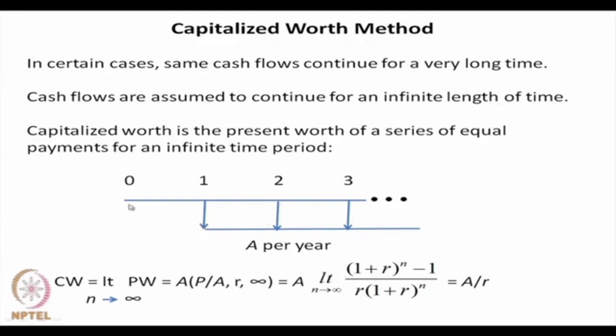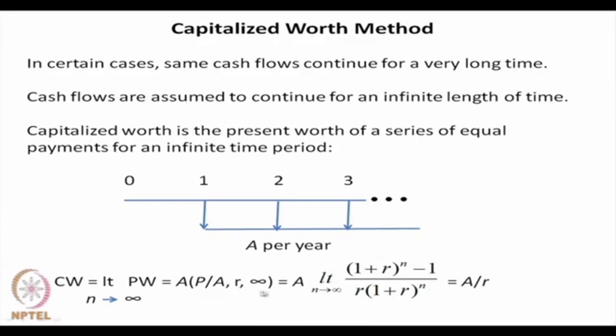And so, suppose this is the cash flow and this continues up to infinity. We assume the annuity A per year to be constant. And suppose we find the present worth of these cash flows. So, to find P given A, we use the equal payment series present worth factor, given A, find P. Multiplying that with A will give us the present worth of these cash flows.